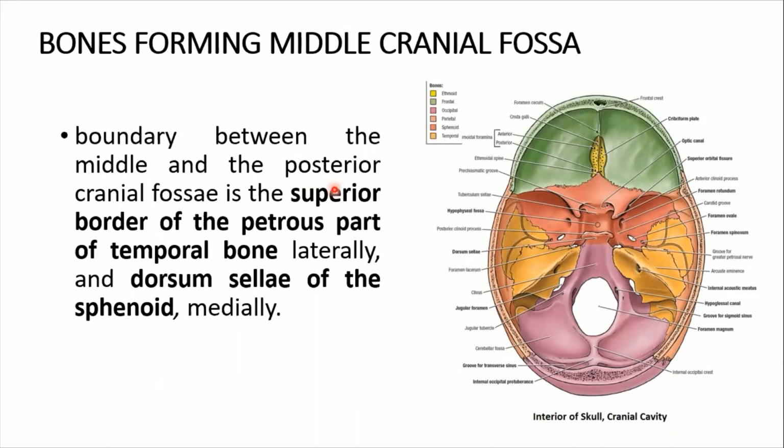So the boundary between the middle and the posterior fossa, I told you already, is the superior border of the petrous part of the temporal bone laterally, and the dorsum sellae of the sphenoid medially. This is the dorsum sellae. You see the laser.